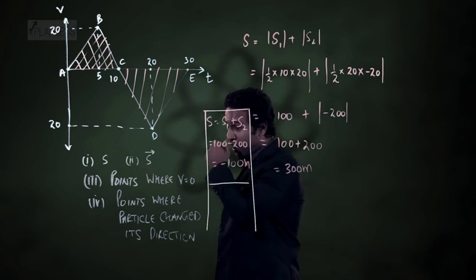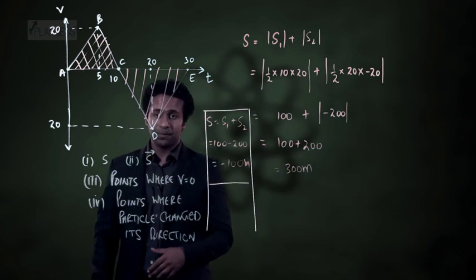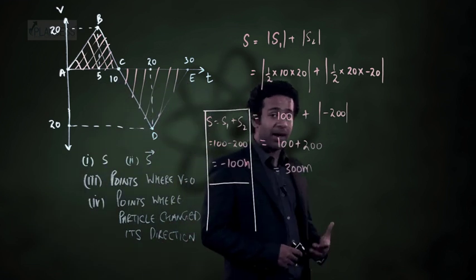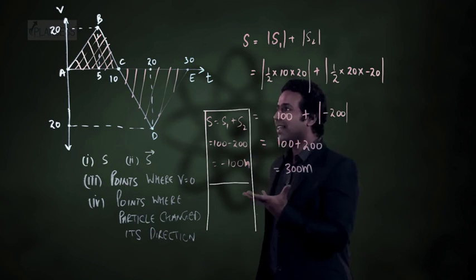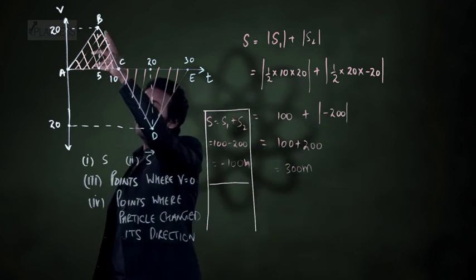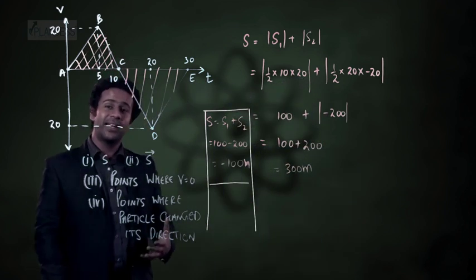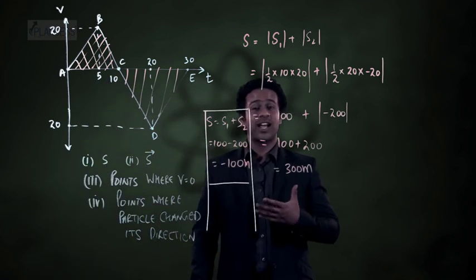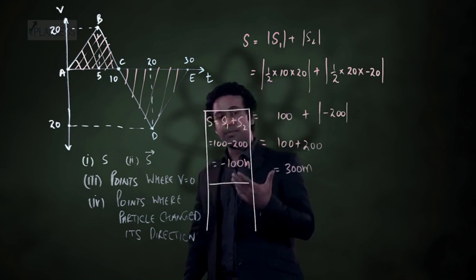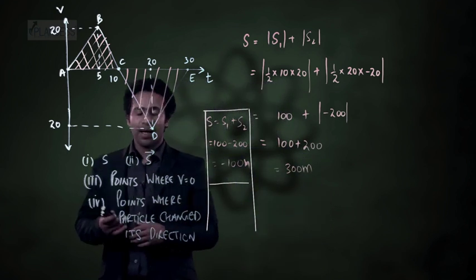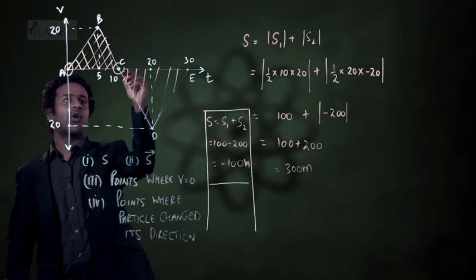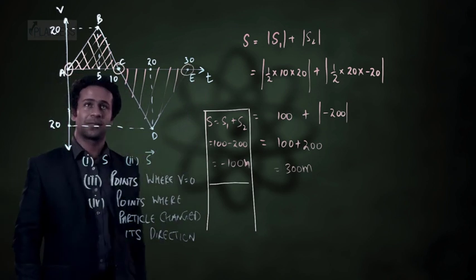Coming to the third part, the points where V is zero. Now, if you look at the graph, it's fairly obvious, but sometimes people make the mistake of confusing point B and D as the point where the particle stops. Well, those are actually the points where the speed is maximum. So particle comes to rest every time it crosses the coordinate axis, the x-axis.